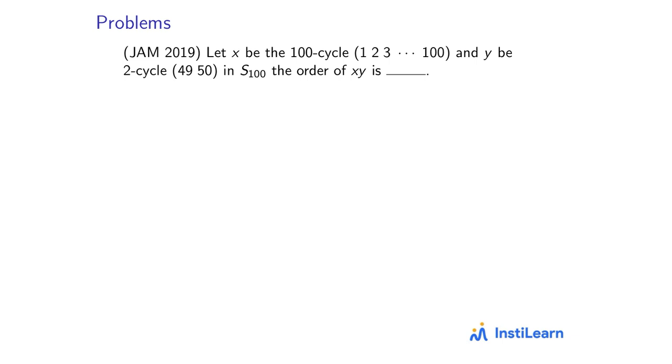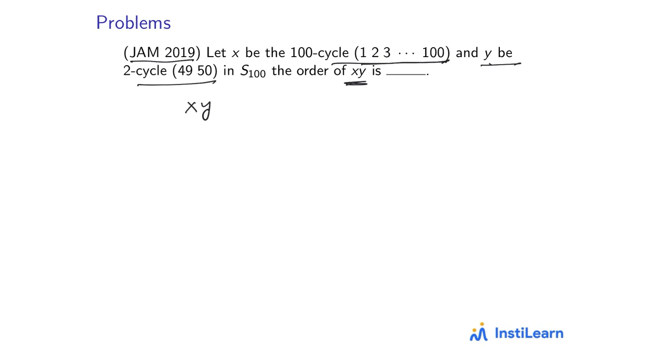Okay, so a similar question came in JAM 2019 where you have a 100-cycle 1 2 3 till 100, and Y is a 2-cycle (49 50) in the group S100, and then it asks about the order of XY. Now you see that (49 50) is already in this 100-cycle, so X and Y are not disjoint cycles, right? So we can't really take LCM right away. So first we need to write XY as a product of disjoint cycles, and then we can find the order.